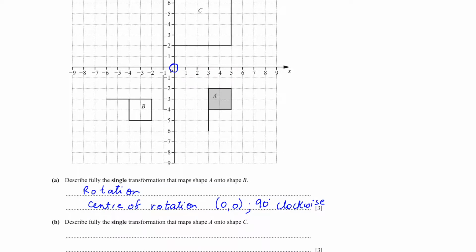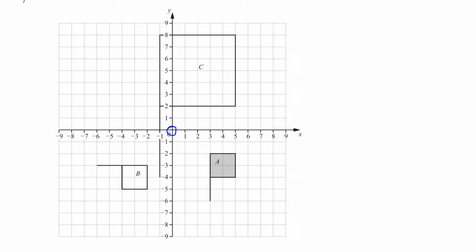And for B, we have: describe fully the single transformation that maps shape A to shape C. We can clearly see that this shape is larger than this shape, so it is an enlargement. And the scale factor: you have 2 here, and this is 1, 2, 3, 4, 5, 6. So the scale factor is 3, enlargement. You get 2 marks for writing this.